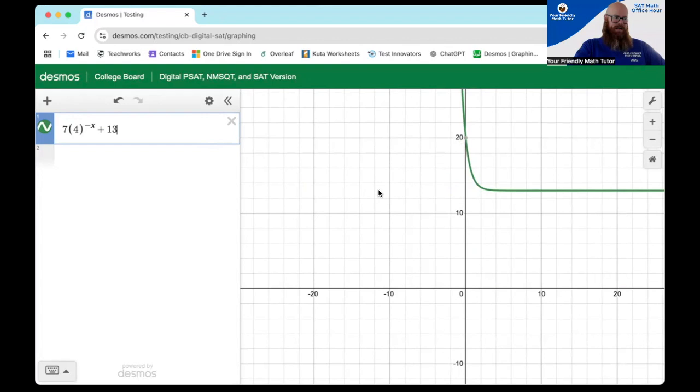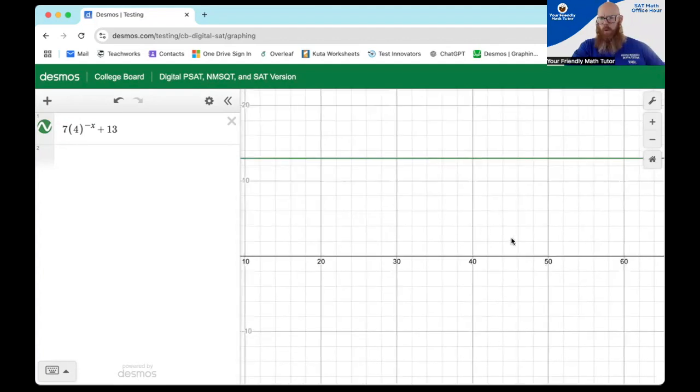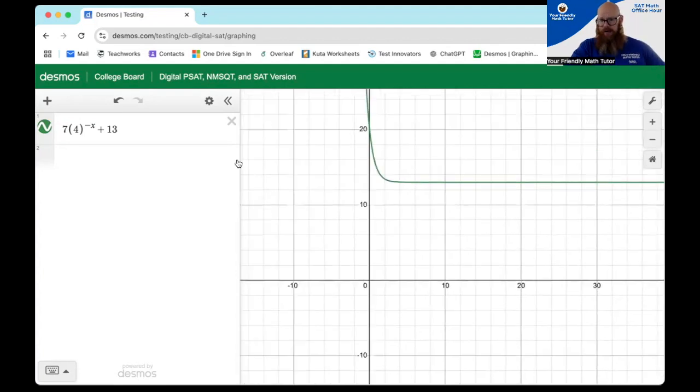And number one says f of x, which of the following must be true? F of x is bigger than 7. Well, 7 is like right around here. So clearly the function is always going to be bigger than 7. The reality is 13 is the horizontal asymptote, which 13 is bigger than 7. So this function will always be bigger than 7.